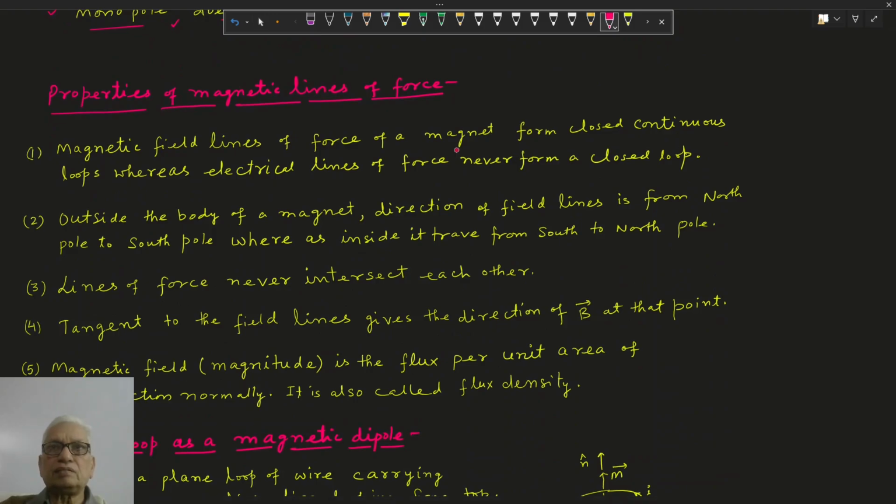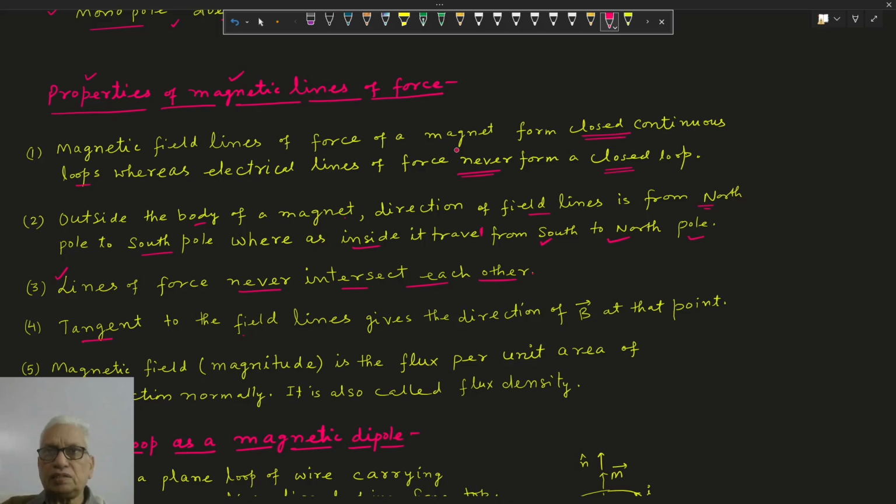Now, properties of magnetic lines of force. Magnetic field lines of a magnet form closed continuous loops, whereas electric field lines do not form closed loops. Outside the body of a magnet, the direction of field lines is from North Pole to South Pole, and inside it is from south to north pole. Lines of force never intersect each other, just like electric lines of force; similarly, magnetic lines of force never intersect.